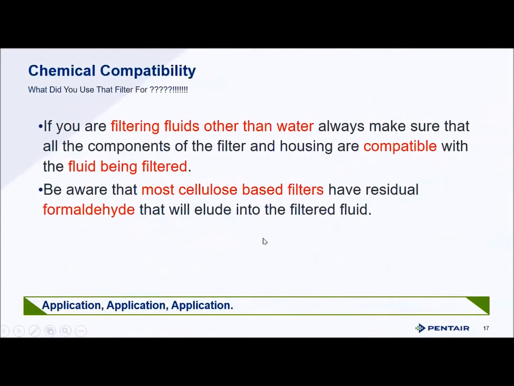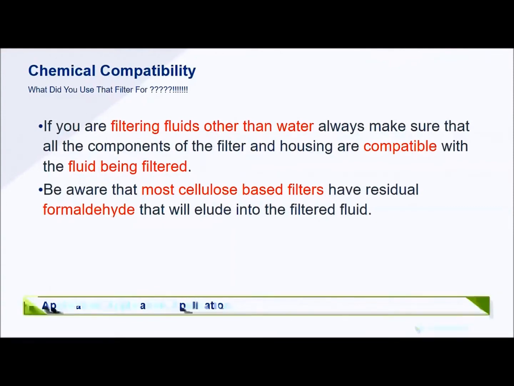So, chemical compatibility. Activated carbon filters are not just used on water. There are opportunities out there, lots of different markets. If you are filtering fluids other than water, always make sure that all the components of the filter and housing are compatible with the fluid being filtered. Think of pulp-free orange juice. Something's removing that pulp. Is it just being strained, or is it being run through an activated carbon filter? Is that material compatible with the product?